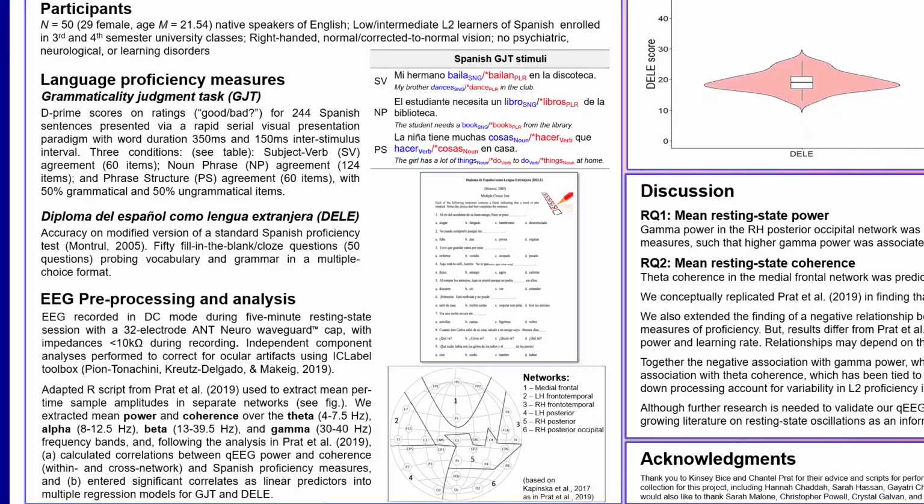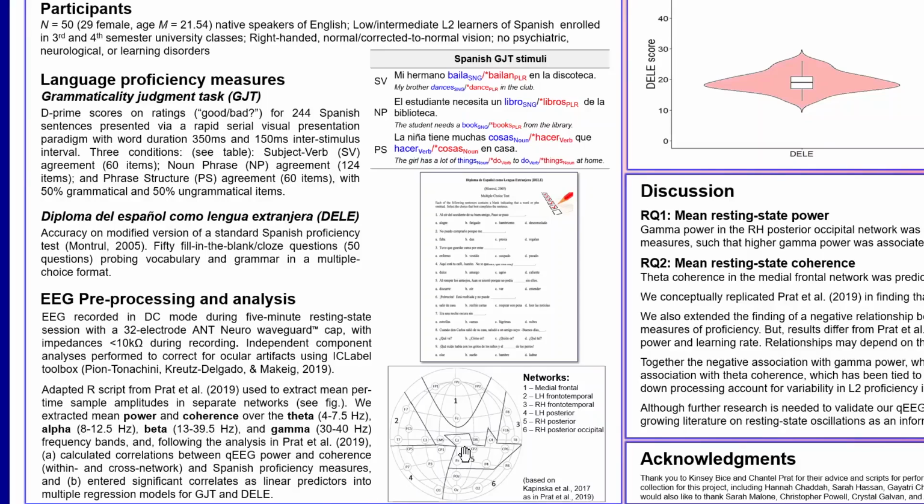For our procedure, 5 minutes of closed-eye resting state EEG data was collected using a 32-electrode EEG cap before participants performed any task. After collecting this data, participants then completed the two proficiency measures. After pre-processing and cleaning the data of artifacts in MATLAB, the two QEEG measures of interest, which were mean power and coherence, were extracted in R over 4 frequency regions: theta, alpha, beta, and gamma. This was done for our 6 defined neural networks, which are represented in the third figure below.